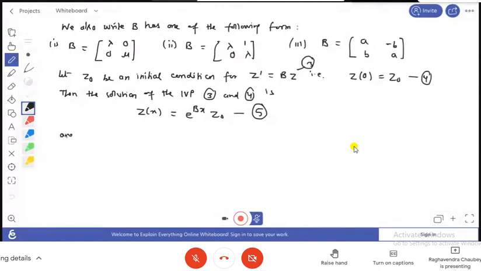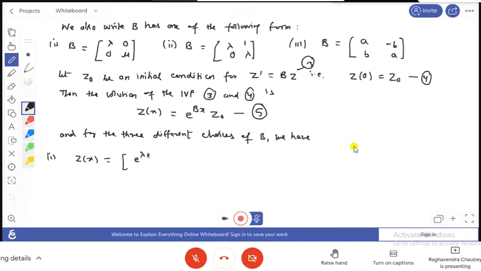So we can write that for the 3 different choices of matrix B, we have 3 solutions. That is Zx equals e to the power lambda x, e to the power mu x, and Z0. This is the first solution choice. For the 3 different choices of B, we have this Zx equals this thing.